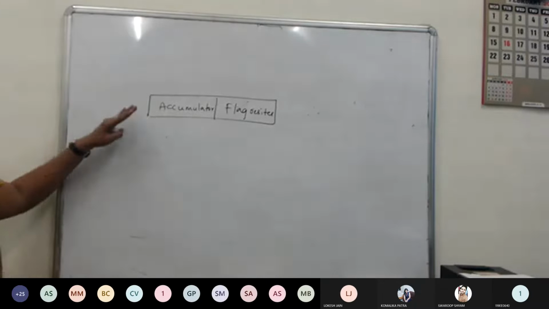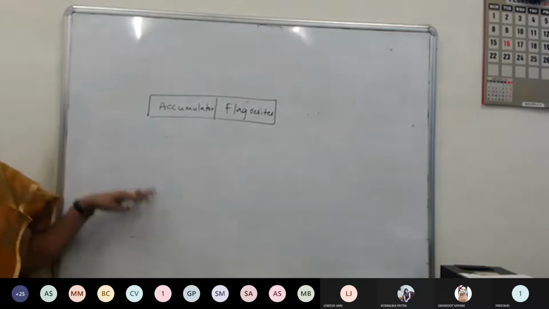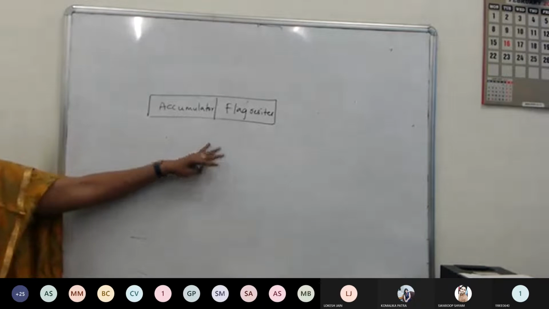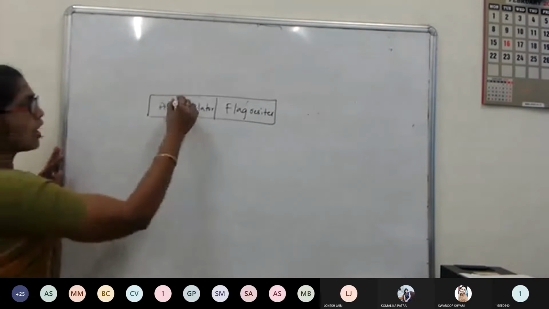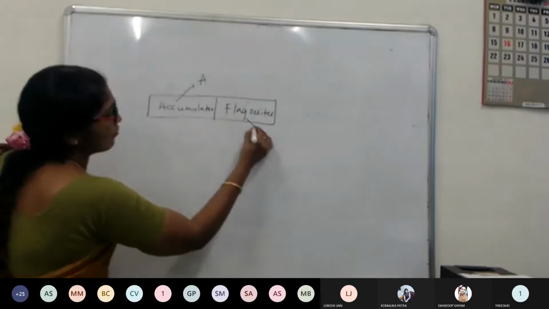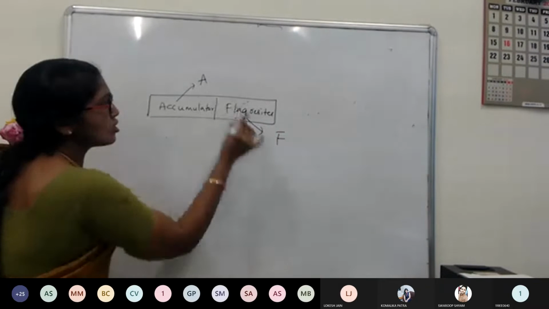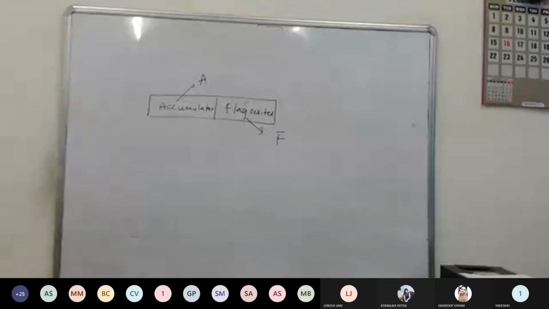Class, we are discussing registers, isn't it? After these two, I have some more registers, but now I am not discussing those. First, understand what this is. So now, accumulator A and flag register F. These two are special types of registers.